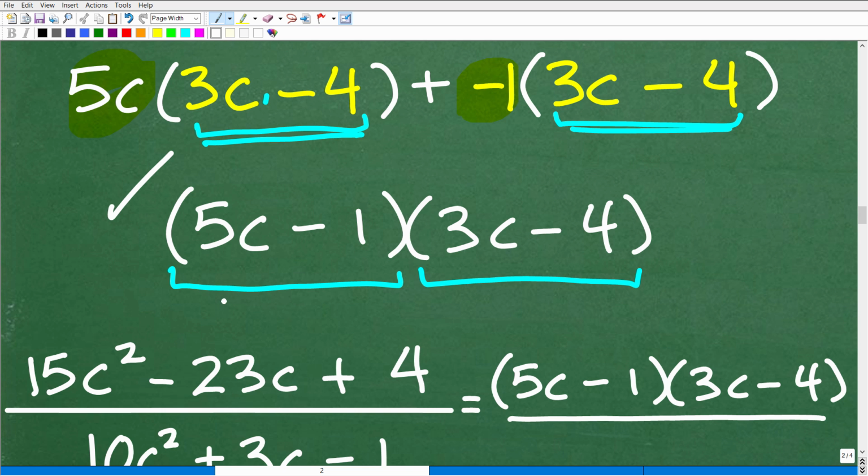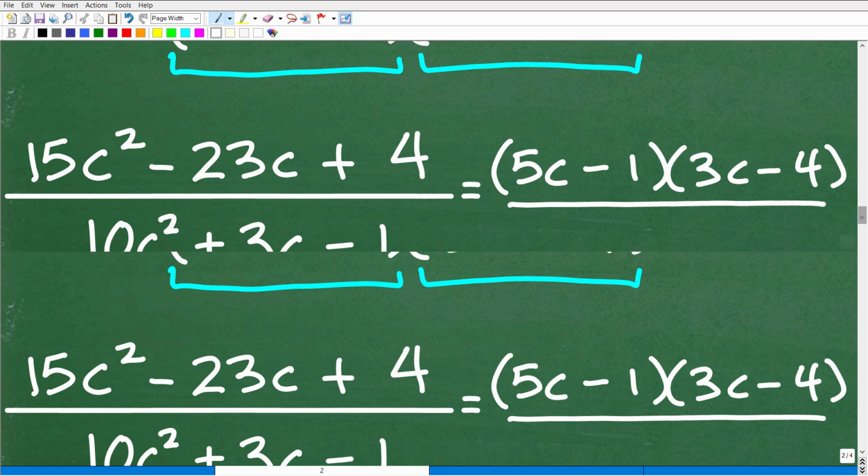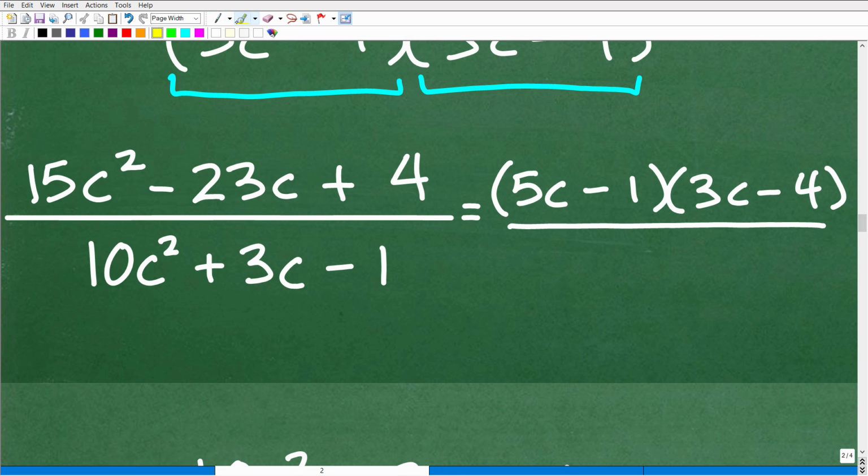Okay, so let's go ahead and revisit where we're at in the problem. Again, I did tell you this was going to be an interesting problem. So we took that numerator, 15c squared minus 23c plus 4, and we were able to factor it into these two binomials, 5c minus 1 times 3c minus 4.